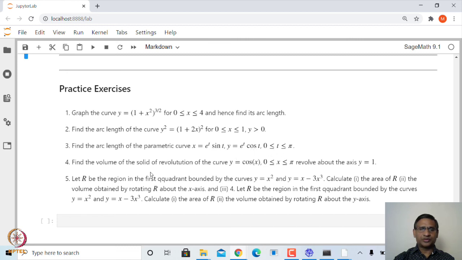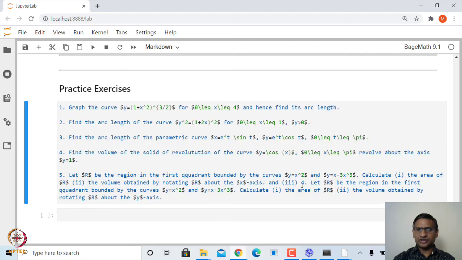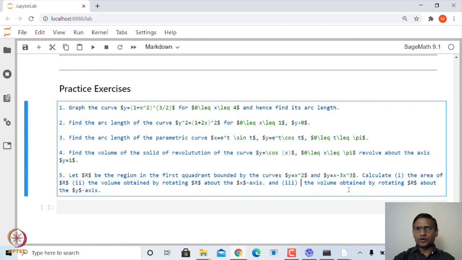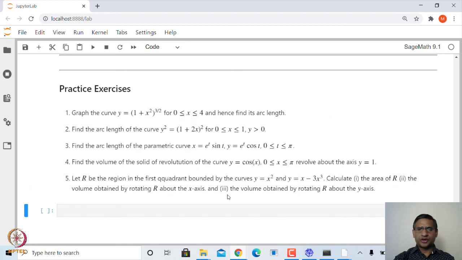The next one is to find the volume of the solid of revolution of y equal to cos x between 0 and pi revolving about the y axis. And the last one is again a region R which is bounded by two curves, y equal to x square and y equal to x minus 3x cube. Calculate the area of R, then calculate the volume obtained by rotating R about the x axis, and similarly the volume obtained by rotating R about the y axis. So, these are a few practice problems.